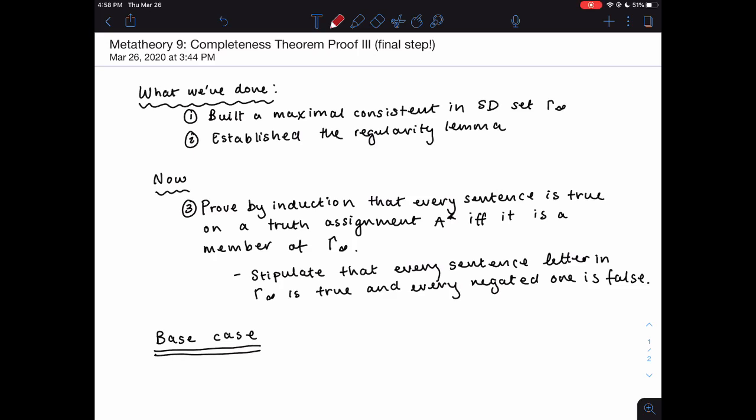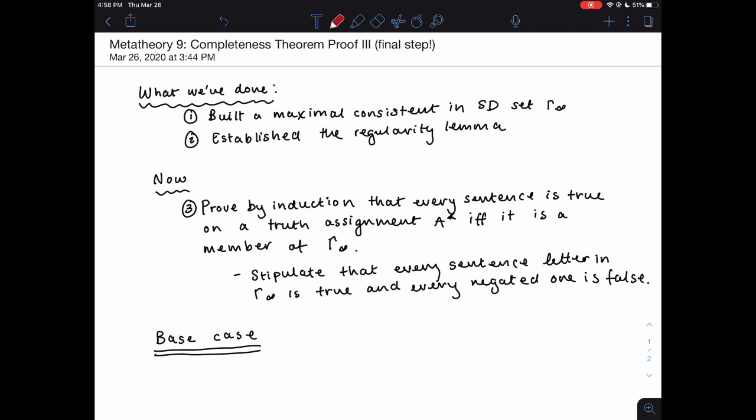We're on to the very last step of the completeness theorem proof now. Here's what we've done so far. We've built a maximal consistent SD set gamma infinity, and then we established the regularity lemma, which told us that being a member of gamma infinity is just like being true on a truth assignment.